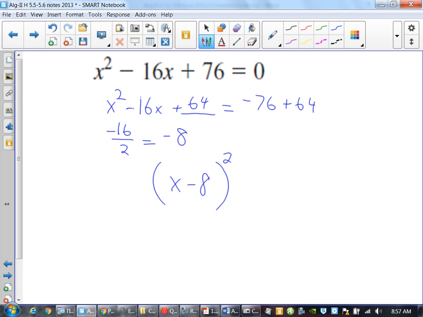So now what's negative 76 plus 64? Negative 12. Negative 12, very good. Hey, on the quiz, you had one that had the square root of negative 12. 2i root 3. Very good.